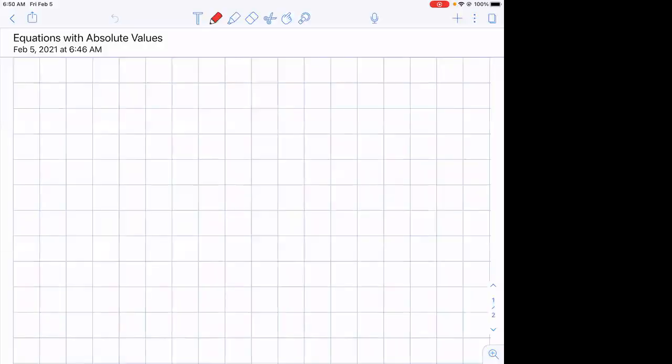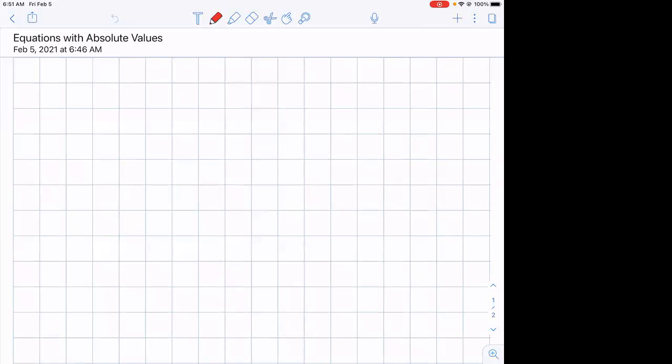Hello. Today we'll look at equations with absolute value. Before we get into the equation part, I think we need to understand what absolute value is and how it really produces these answers we obtain.